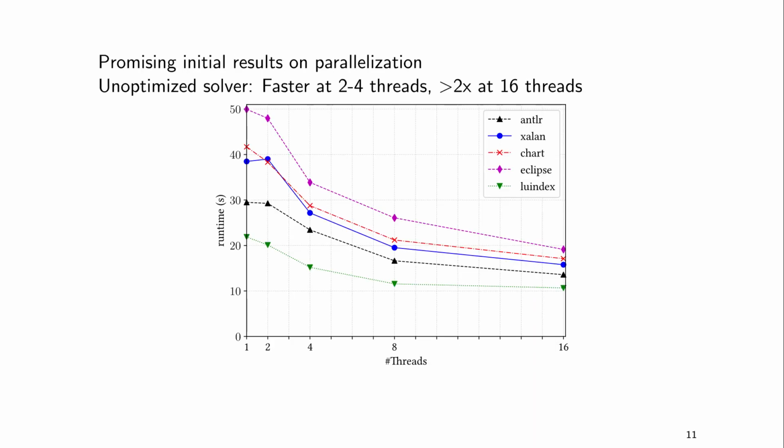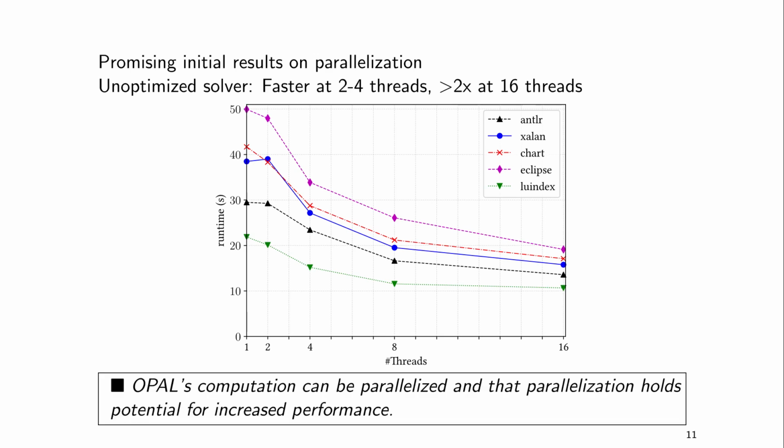Finally, we obtained some promising initial results on parallelization. While our parallel solver is not yet optimized, it shows speedups at 2 to 4 threads and more than double the single-threaded performance at 16 threads already. This proves that OPAL's computation can be parallelized and that it holds potential for increased performance, especially with a solver that is refined further.